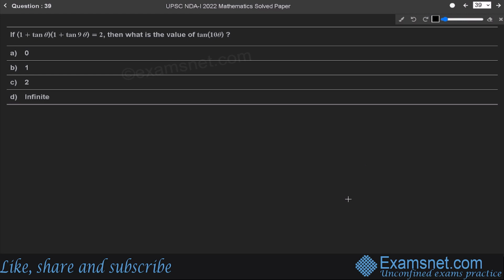Next question is, if (1 + tan θ)(1 + tan 9θ) = 2, then what is the value of tan 10θ? See, in the question itself tan θ and tan 9θ are given, and we know that 9θ plus θ is equal to 10θ. So in this question we have to do something so that a formula will contain tan 10θ. So let us solve this question.